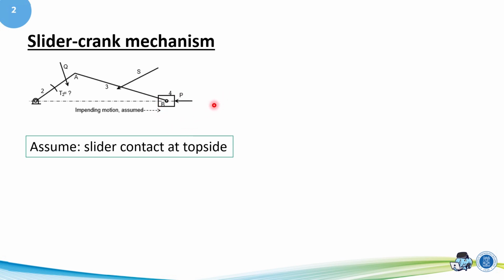We have the external forces P, S, and Q, and the impending motion is to the right side. We also know the friction coefficient of the slider, so we can find the pressure angle of the slider. The only difference from the previous segment is the assumption. Now we assume that the slider contacts at the top side.